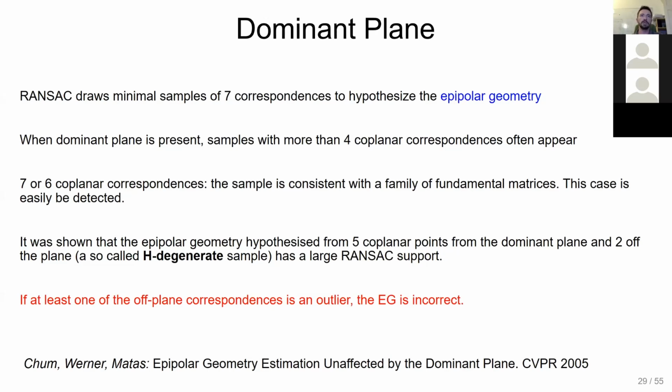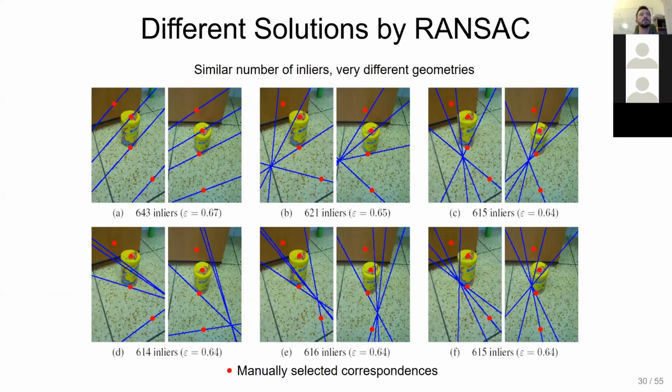However, we've shown that with 5 coplanar points and then 2 point correspondences off the plane, which can even be outliers, the 7-point algorithm returns a model where at least one of the models is consistent with the whole homography, so with the whole dominant plane, and therefore such a model would have large support. So what does it mean? Here is a scene where there is a dominant plane, lots of features on the dominant plane, and I have manually picked 4 correspondences, 2 on the plane and 2 off the plane.